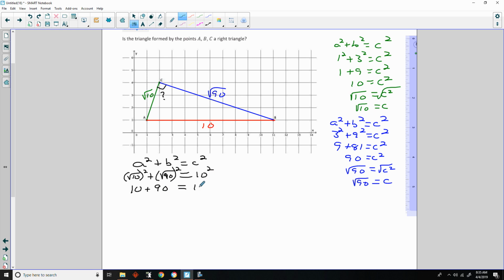And 10 squared is 100. And then 10 plus 90 is 100. 100 equals 100. That is a true statement. Therefore, triangle A, B, C is a right triangle.